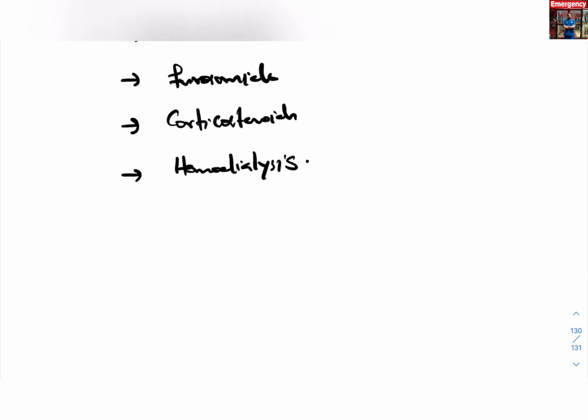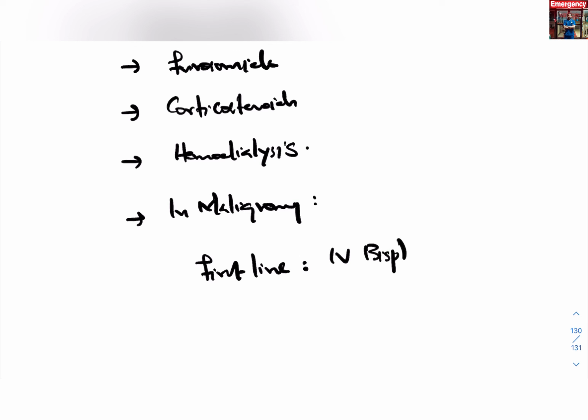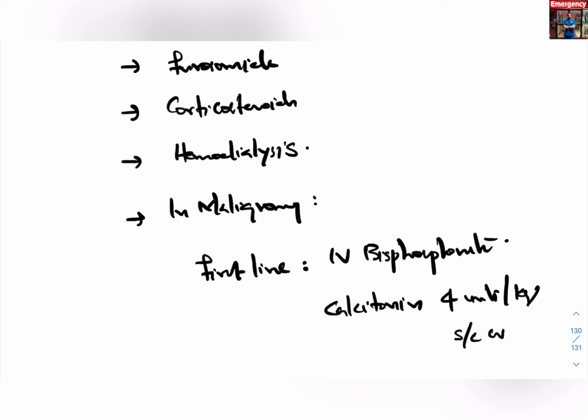Suppose the hypercalcemia is associated with a malignancy. In malignancy, the first line of therapy is IV bisphosphonates. You can also go for calcitonin, and the dose of calcitonin is 4 units per kg. You can give it by either the subcutaneous or IM route. So that's all about the discussion regarding imbalances in calcium ions.